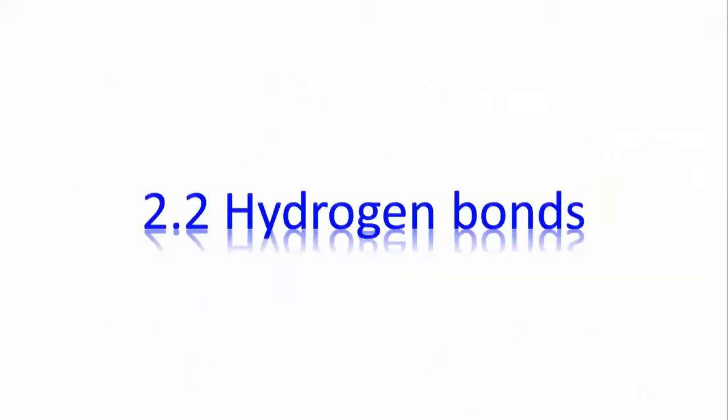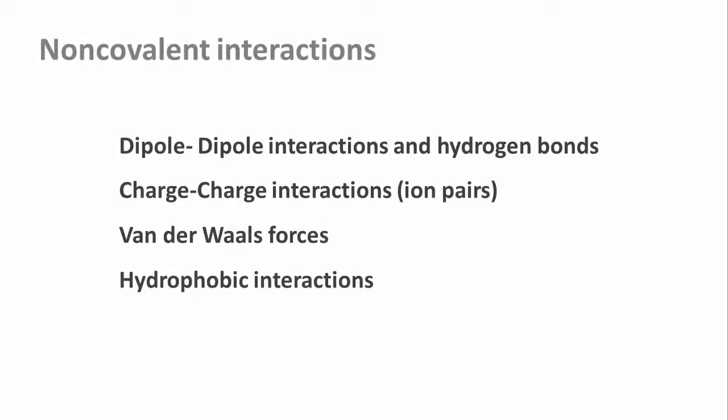Now we understand all this, we can understand all the main types of non-covalent interactions between molecules in biochemistry. Dipole interactions and hydrogen bonds, charge-charge interactions or ion pairs, van der Waals forces, and hydrophobic interactions. From the previous examples, you have seen that bonds of carbon and hydrogen with the highly electronegative oxygen and nitrogen are always polar. Picture these situations.